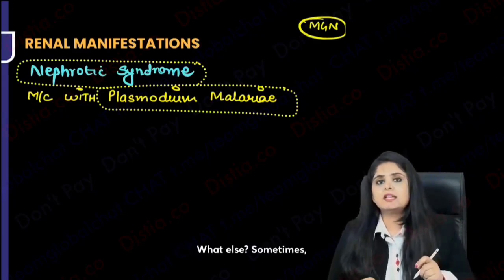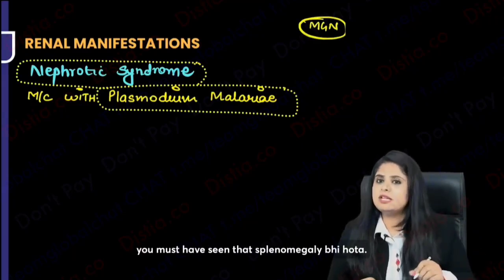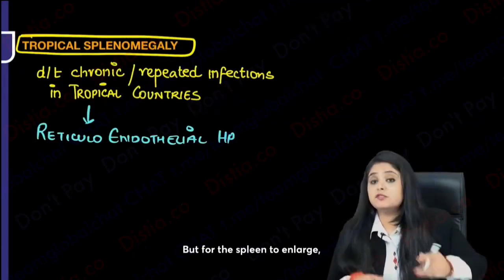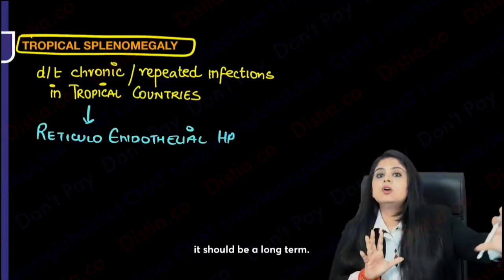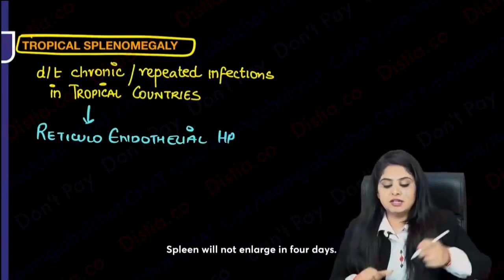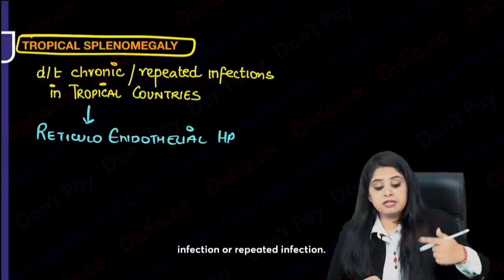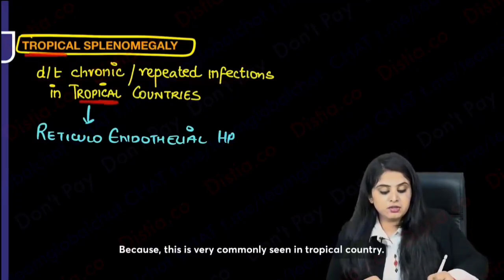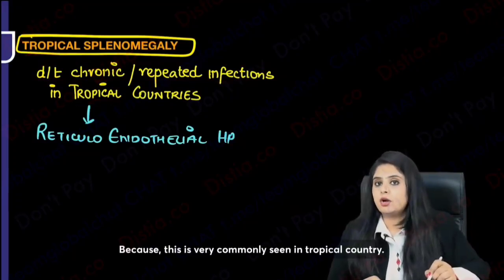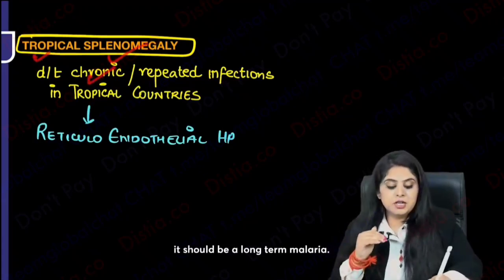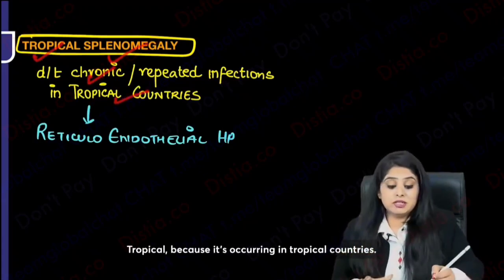What else? Sometimes, and in many patients, you must have seen that splenomegaly also happens. That is known as tropical splenomegaly. But for the spleen to enlarge, it should be a long term. Spleen will not enlarge in 4 days. For the spleen to enlarge, it has to be either long term infection or repeated infection. And why do we say tropical? Because this is very commonly seen in tropical countries. So firstly, for the spleen to enlarge, it should be a long-term malaria. Tropical because it's occurring in tropical countries.